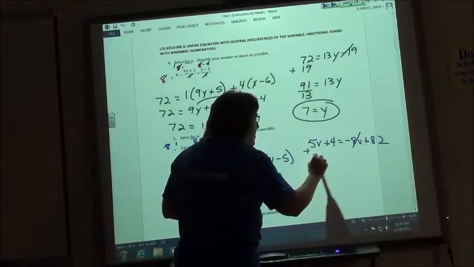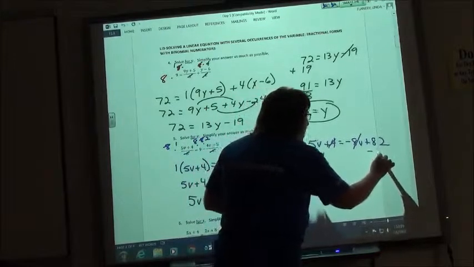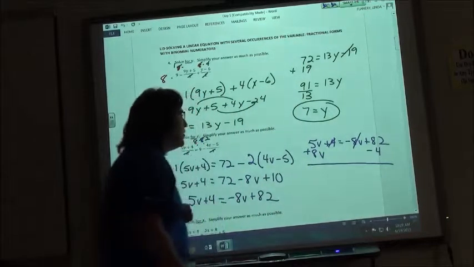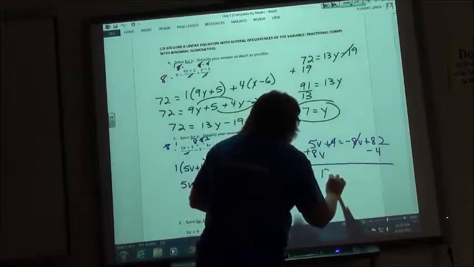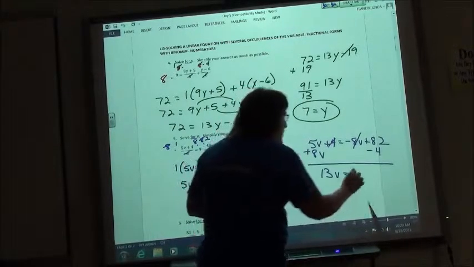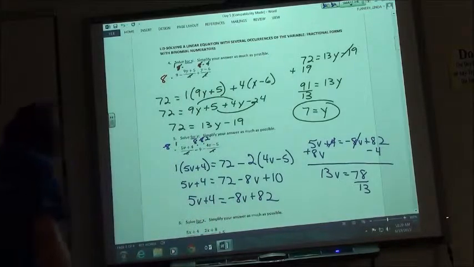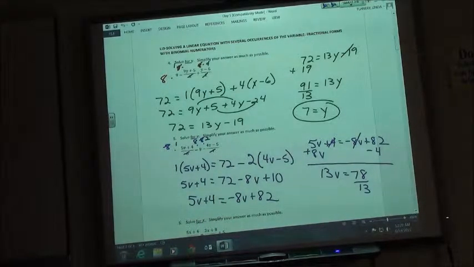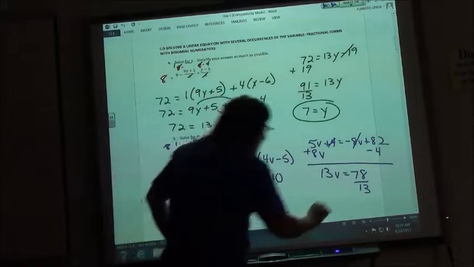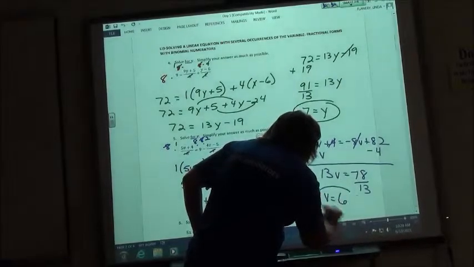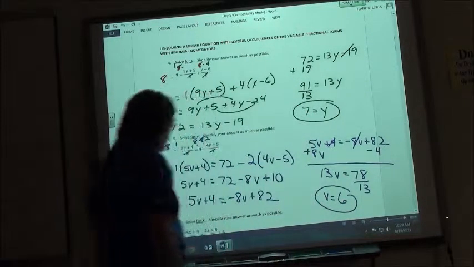I'm going to add my 8v and subtract my 4 in order to solve that. So 13v equals 78, and then I'm going to divide by my 13. Again, 78 divided by 13 should come up to a nice whole number. It does. It goes in there 6 times. So v is going to equal 6.